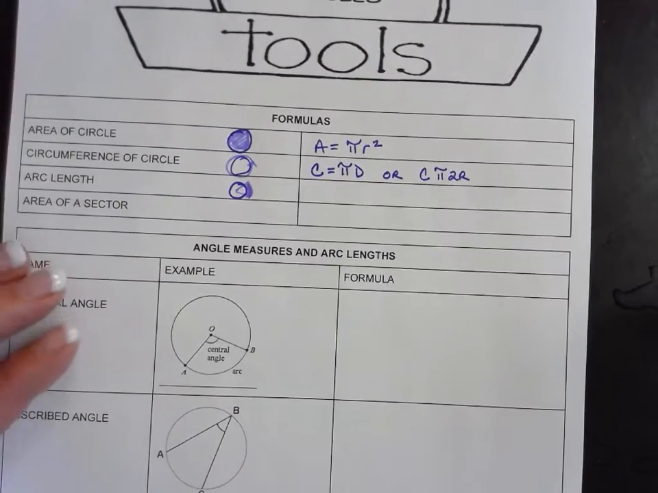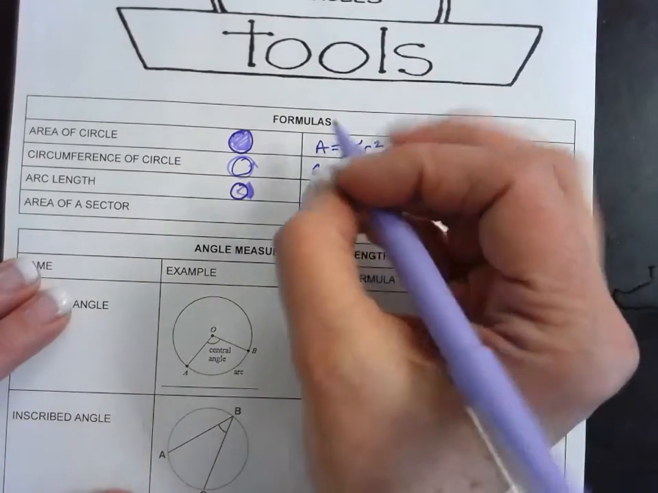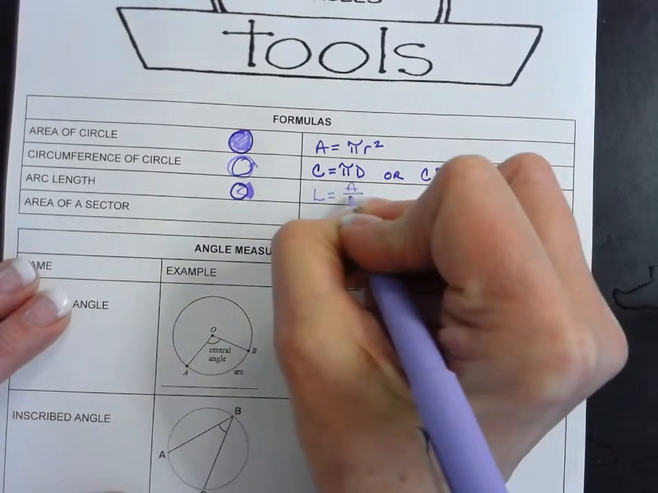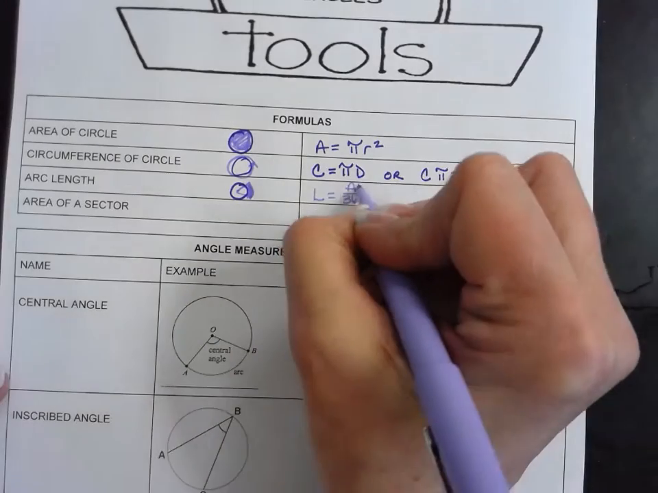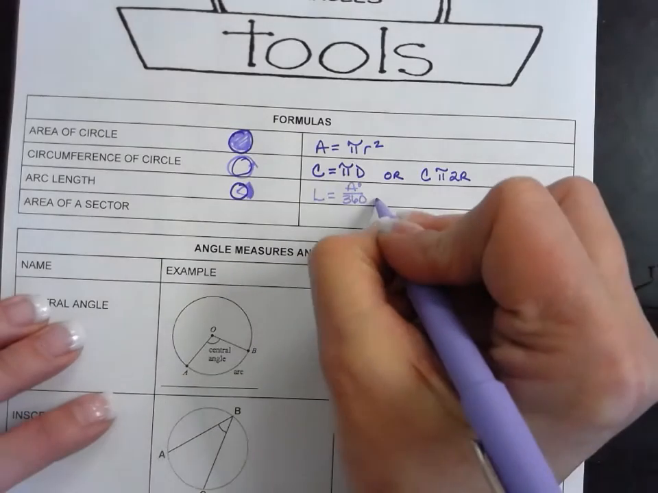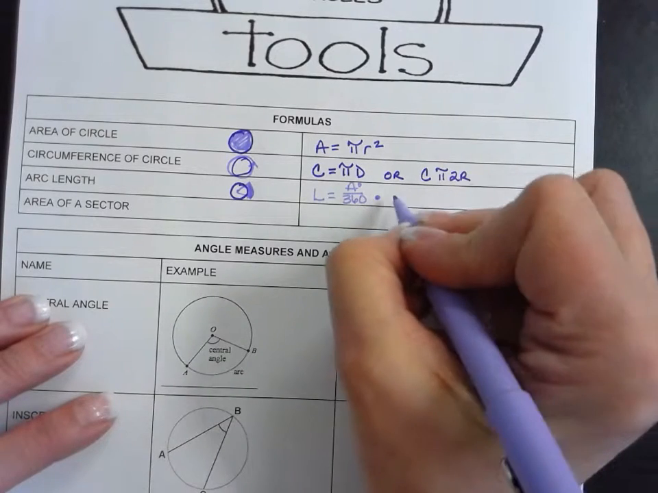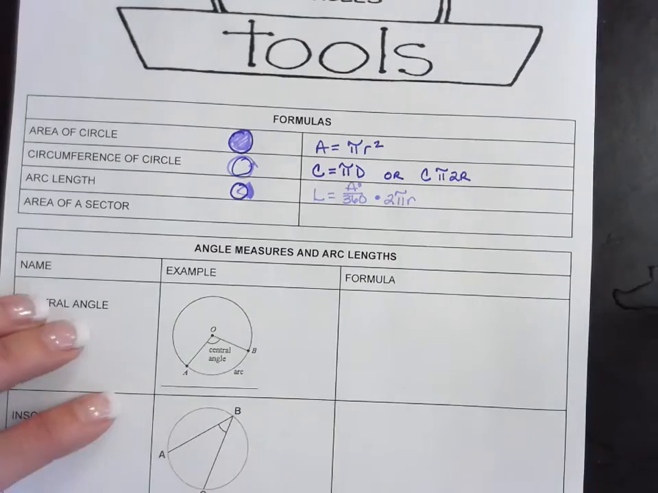Anybody remember the formula for this one? Okay, so the arc length is what portion of the circle, divided by 360. So your angle measure. Okay, and that's usually in degrees. And times your circumference. So you'd have 2 pi r.